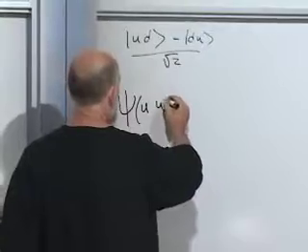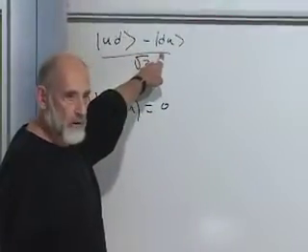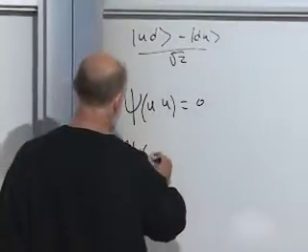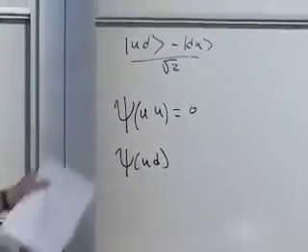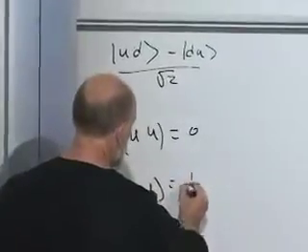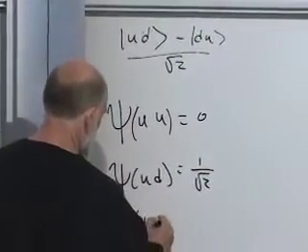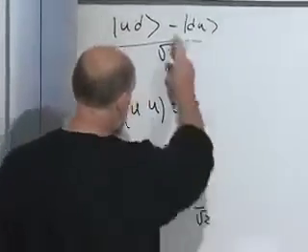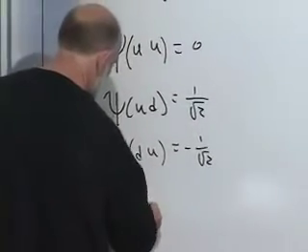Psi up, up is equal to 0. I don't see up, up here. Do you? No. Okay. What about psi up, down? That's the coefficient of this one. It's equal to 1 over square root of 2. How about psi down, up? Minus 1 over square root of 2. And psi down, down is 0.